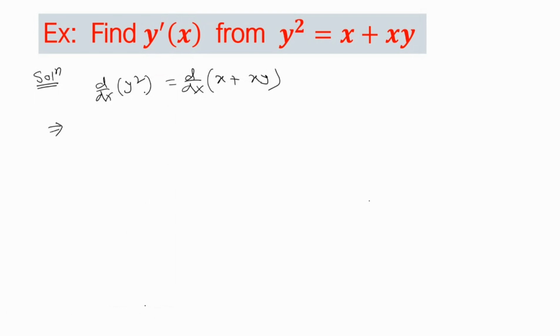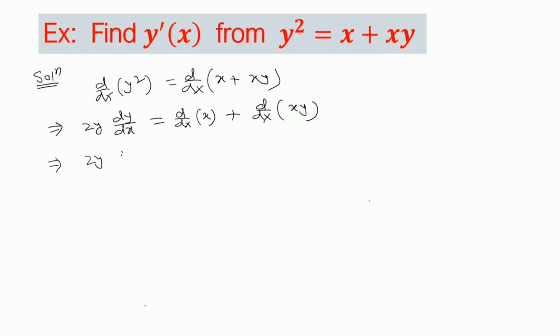This is a function of y square, so we'll apply the chain rule. So you will get 2y dy/dx is equal to d/dx of x plus d/dx of xy. Now this part you have a product of two terms, x and y. So here we will first apply the product rule and then we will solve the derivatives.